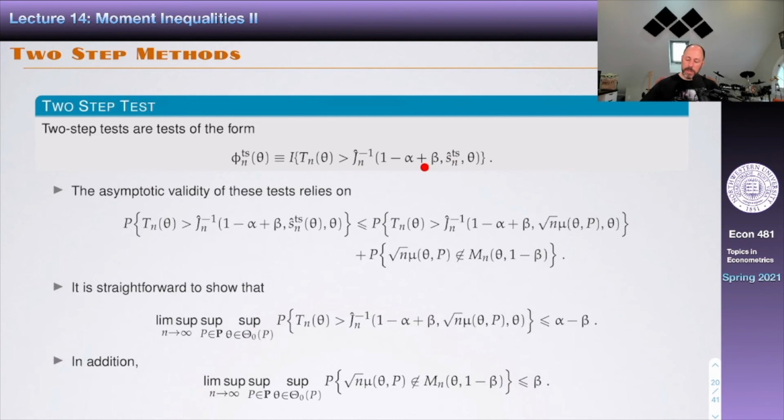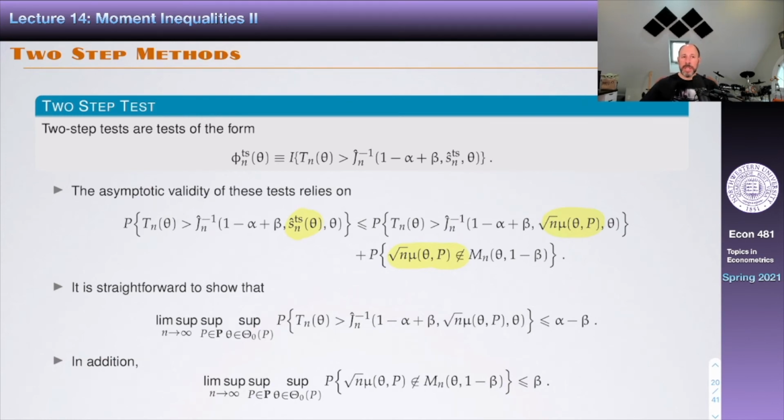And why does this work? Well, because if you compute the probability that your test statistic is greater than this critical value, this is less than or equal to the probability that you reject when you use the true centering, square root n mu, right? Instead of this S, plus the probability that your confidence region does not include the true mu. This is the probability that you make a mistake. Okay, so if your confidence set includes the true mu, then S is going to be exactly equal to mu. Okay, it's going to be a valid upper bound.